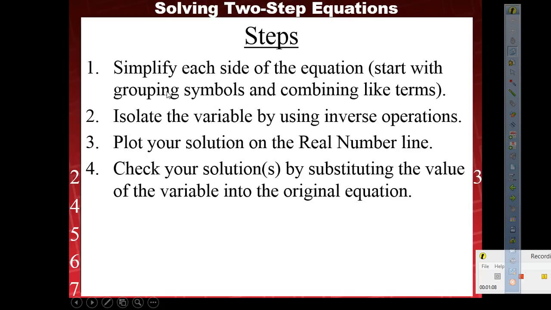And what were the steps, everyone? Simplify, isolate, plot, and check. 4 different steps: simplify, isolate, plot, and check. So we got that, right?